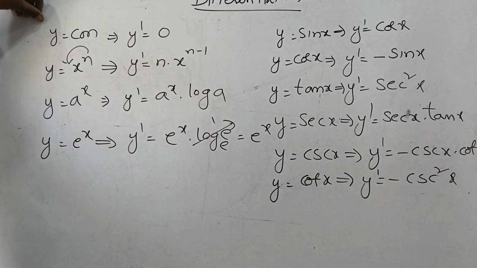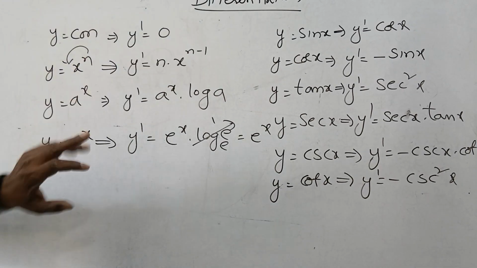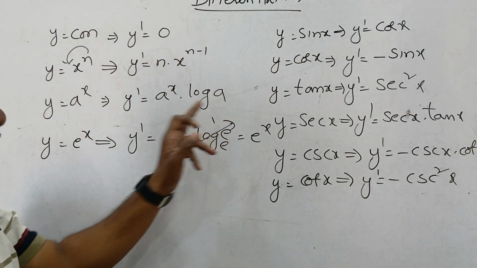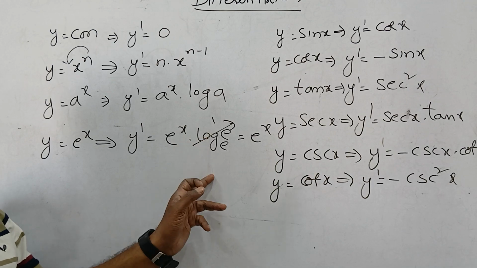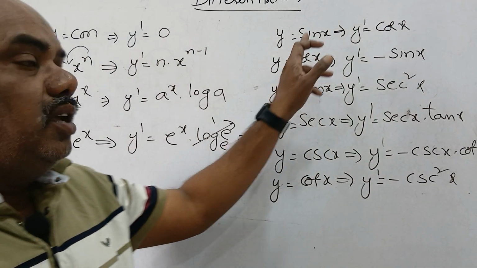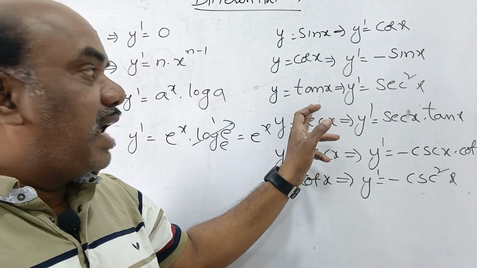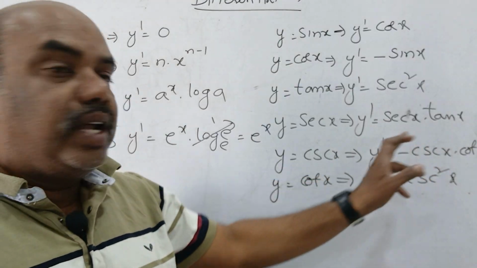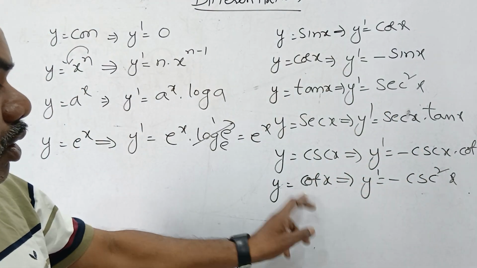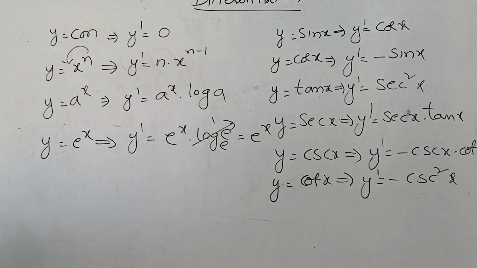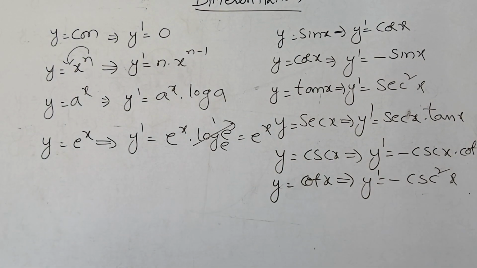Once again I will recall: constant differentiation 0, x power n gives n into x power n minus 1, a power x gives a power x into log a, e power x gives e power x log e base e. Log e base e value is always 1, so e power x into 1 is e power x. Sin x gives cos x, cos x gives minus sin x, tan x gives secant square x, secant x gives secant x into tan x, cosec x gives minus cosec x into cot x, cot x gives minus cosec square x. These are the differentiation of various functions. Clear? Please note down up to here. Then after we will see today's topic.